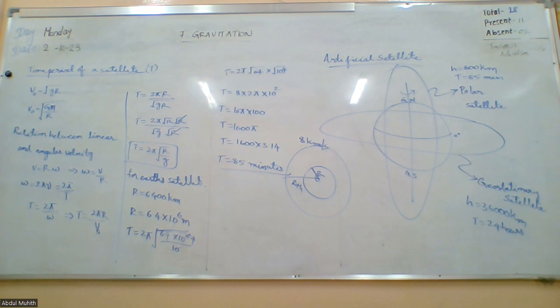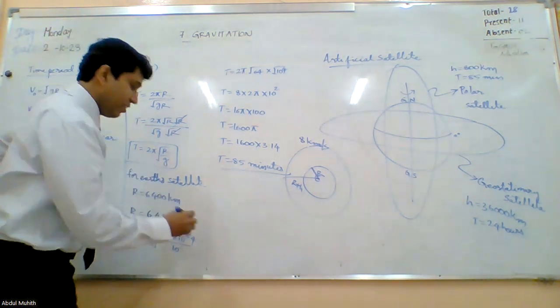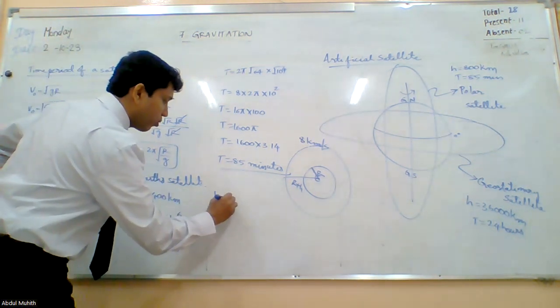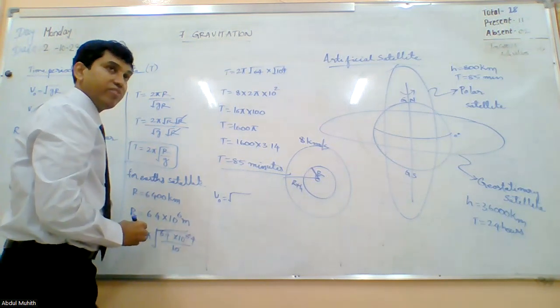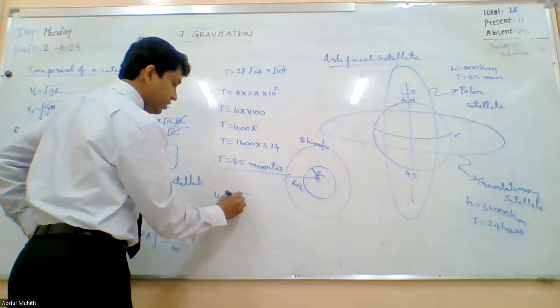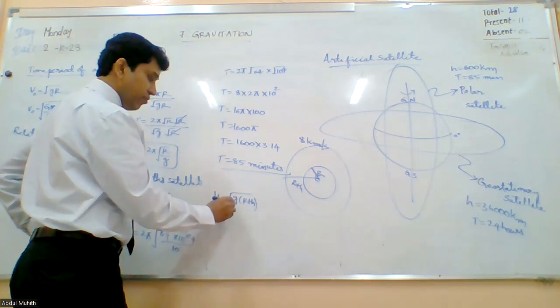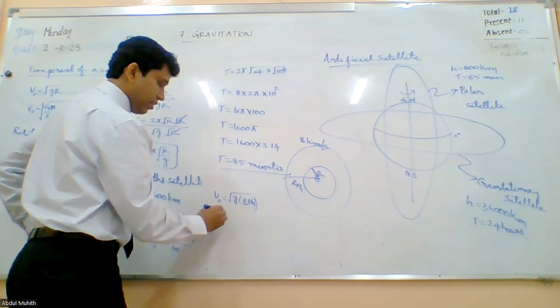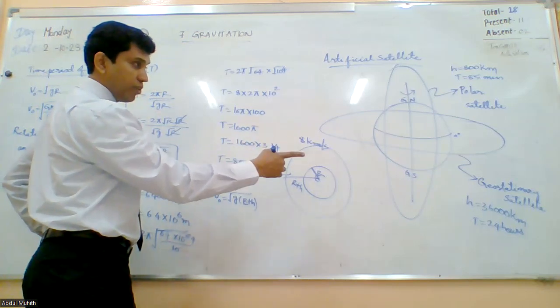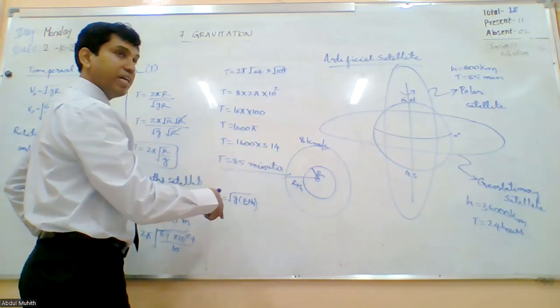But there is one more question here. Polar is at a height of 800 kilometers, and geostationary is at a height of 36,000 kilometers. Can you substitute in this formula and see who is faster? V is equal to the square root of G R, right? G into R plus H. Then we will substitute here R, one for the polar and one for the geostationary, and tell me the answer, which is bigger.